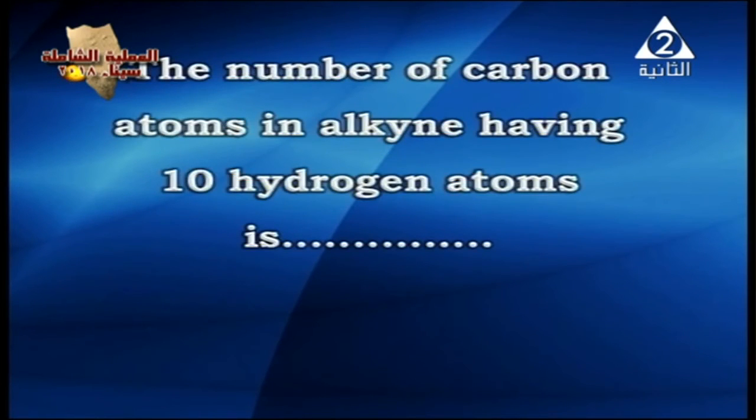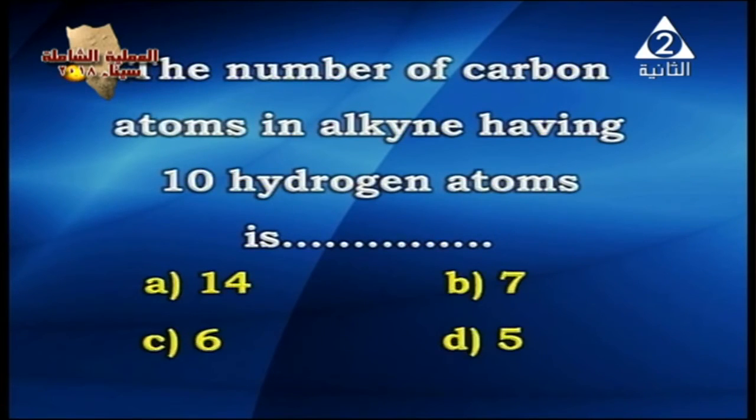Next point, the number of carbon atoms in an alkyne having 10 hydrogen atoms is what? Is it 14, 7, 6, 5? If you are going to solve this question, you have to apply the general formula of alkyne, which is CnH2n minus 2, and you will find that the answer will be 6.